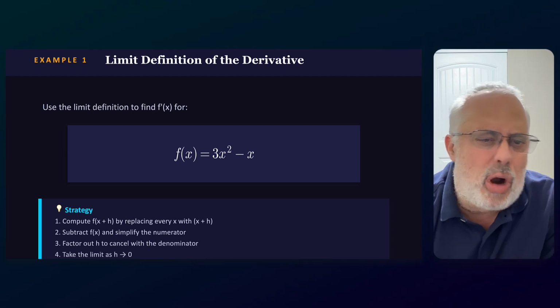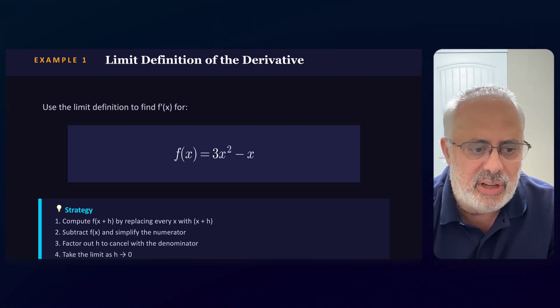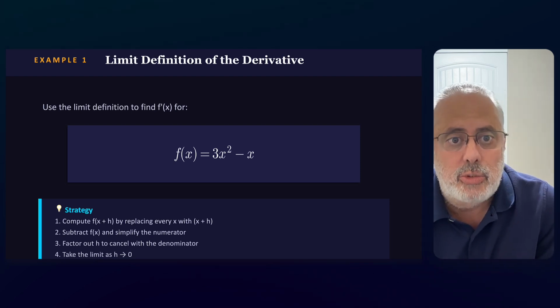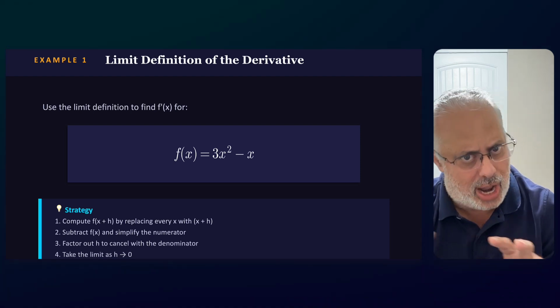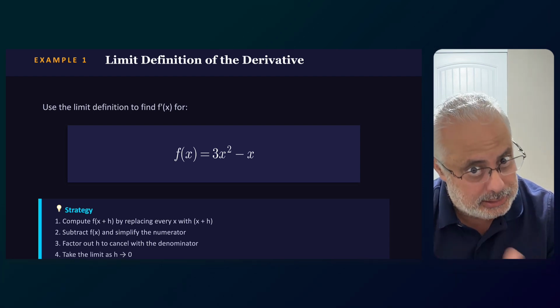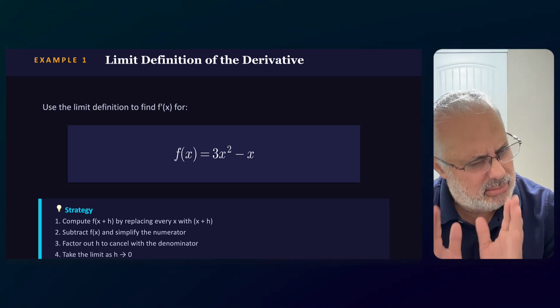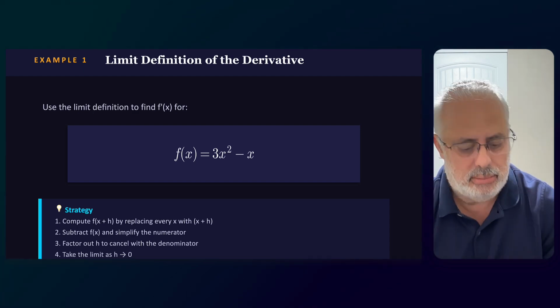So we need strategies. And one of the strategies using the definition of the derivative is to compute f of x plus h. And then we subtract f of x from that expression. We factor out, and then we take the limit. Let's see it in action.